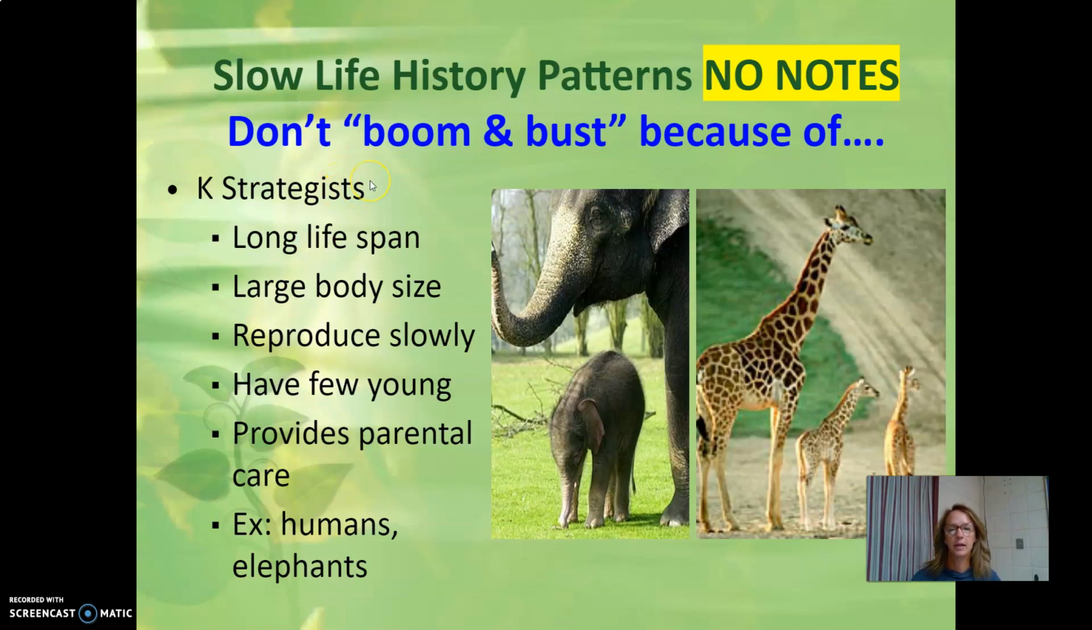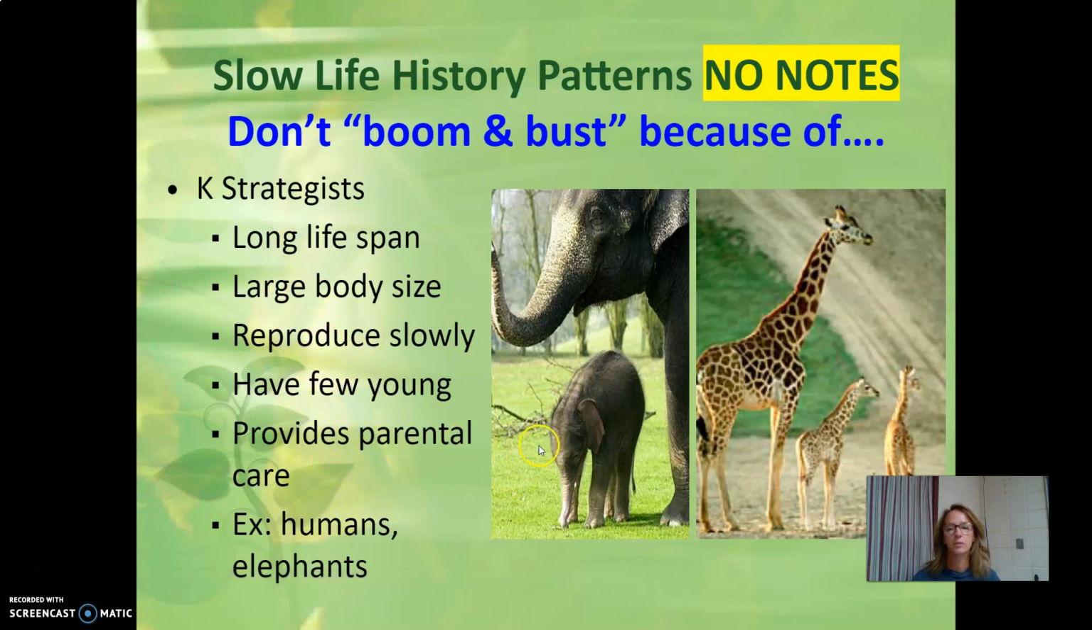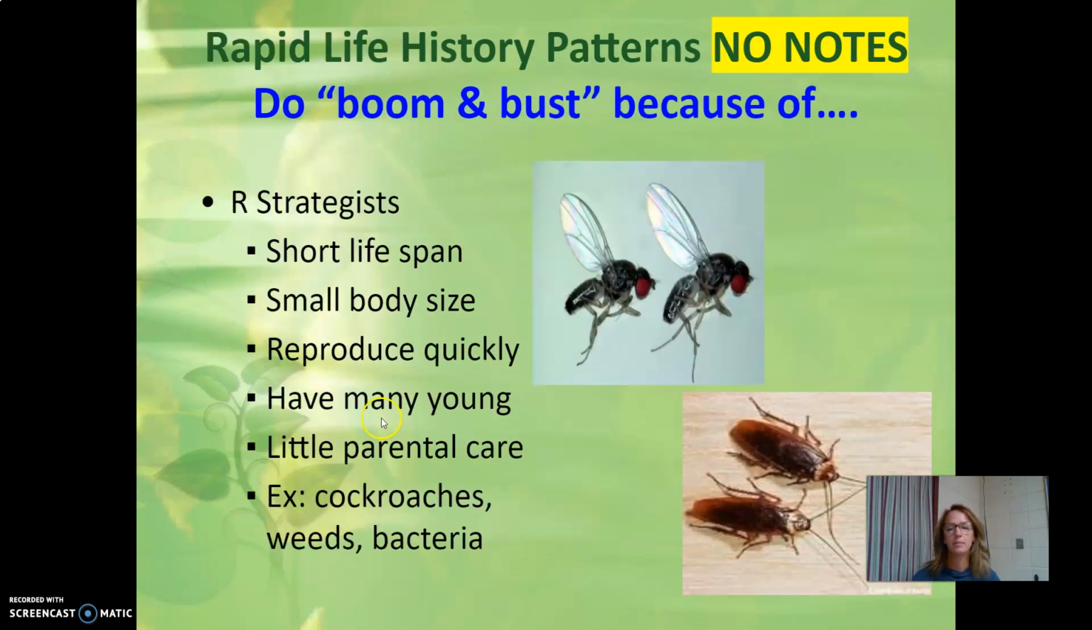Slow life history patterns are organisms that are called K strategists. It's like a human. We have a long lifespan, we have bigger bodies, it takes a long time to reproduce, we don't have a lot of babies, and we take care of our babies. Because of this, we aren't going to reproduce as quickly, as opposed to an R strategist, more like our insects: really short lifespan, tiny bodies, reproduce quickly, have tons of babies, and they don't take care of their babies. So these flies lay a bunch of eggs, and mom and dad fly away and do their own thing. Babies grow up on their own.